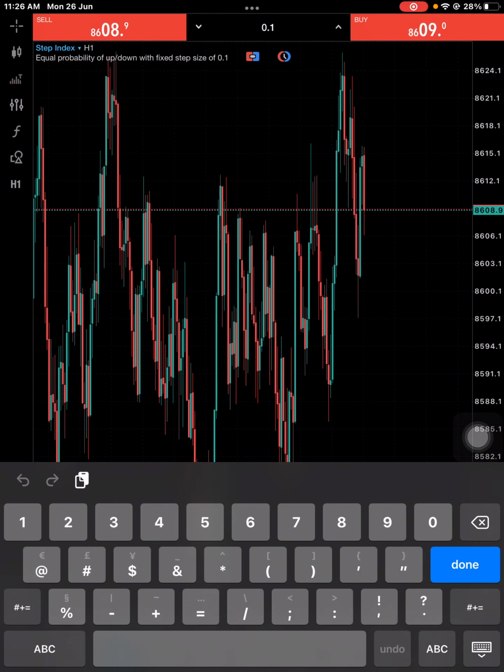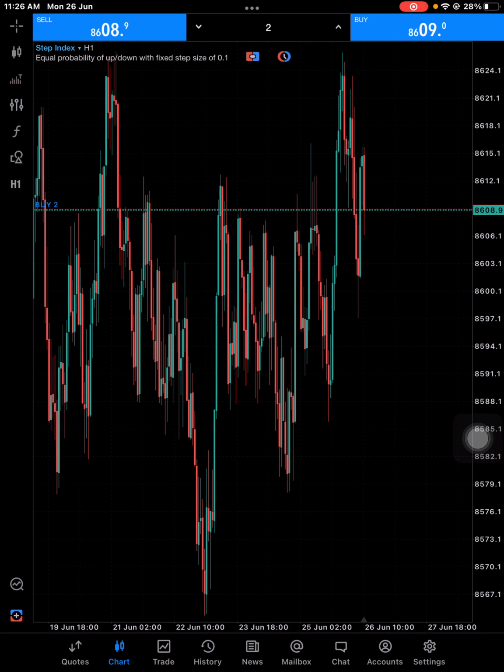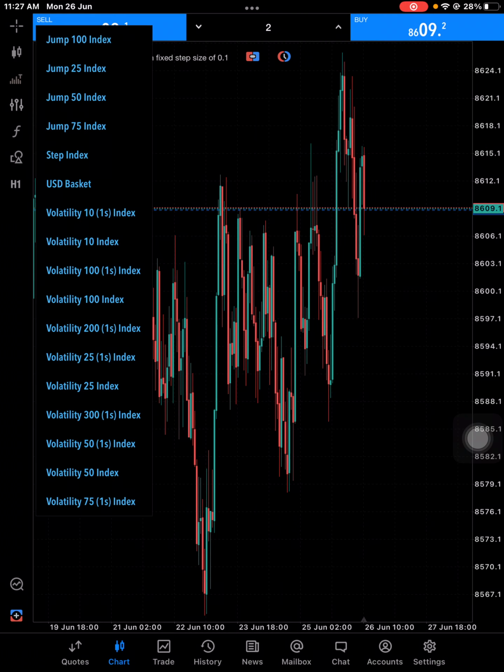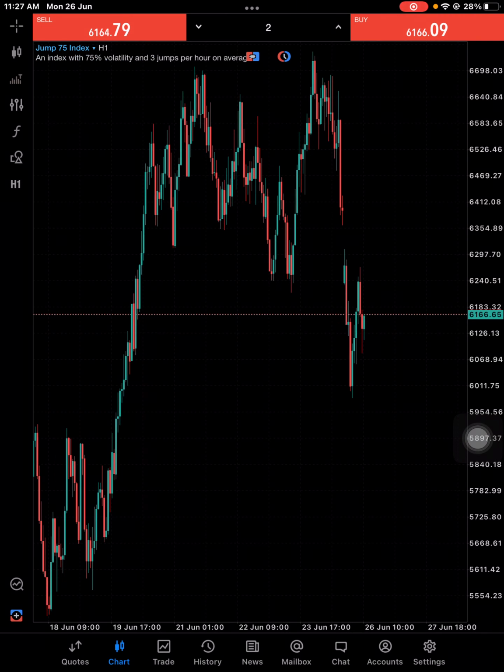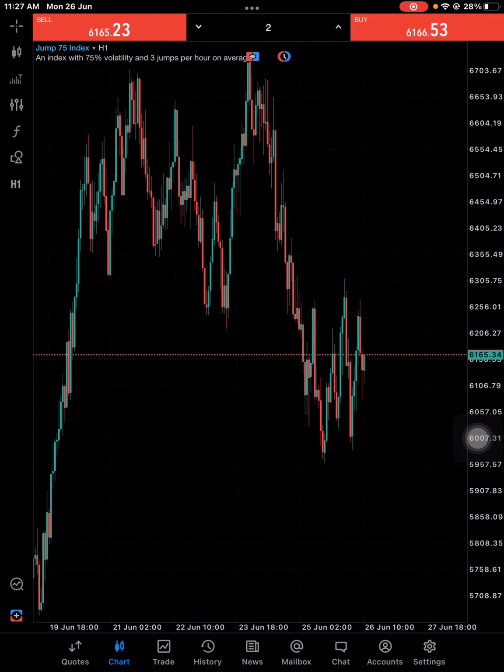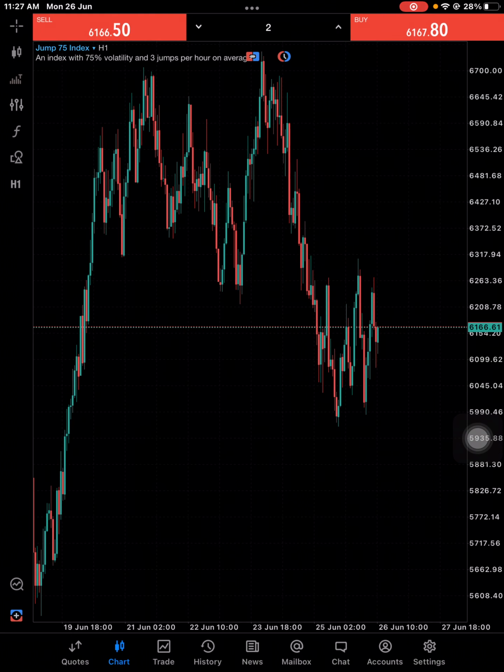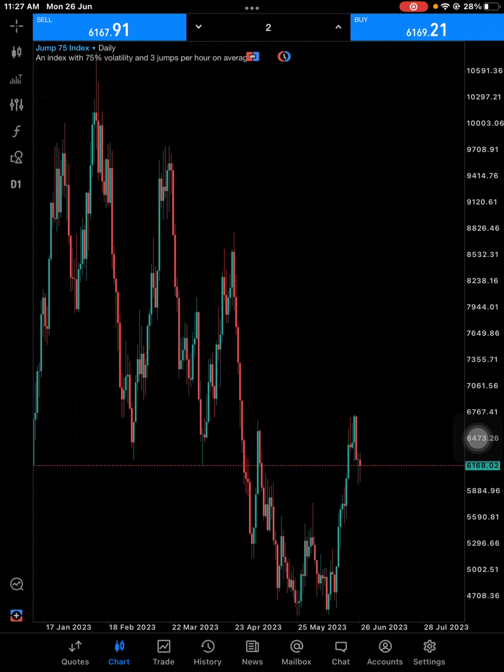So we can decide to just buy Step Index, and probably before the end of this video we have some results. So let's move to Jump, just like I promised, Jump 75. So we are on Jump 75. We want to look at it on higher time frame. Simple, don't complicate the whole matter.